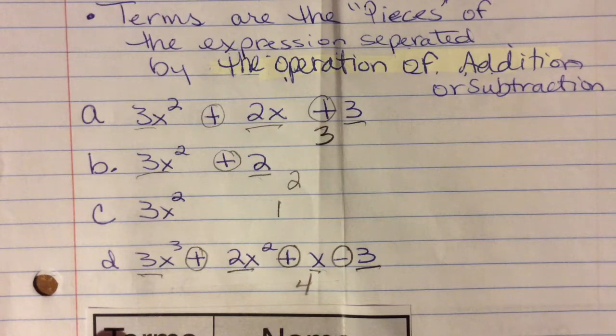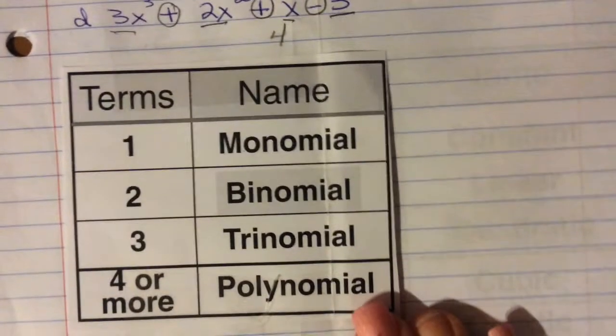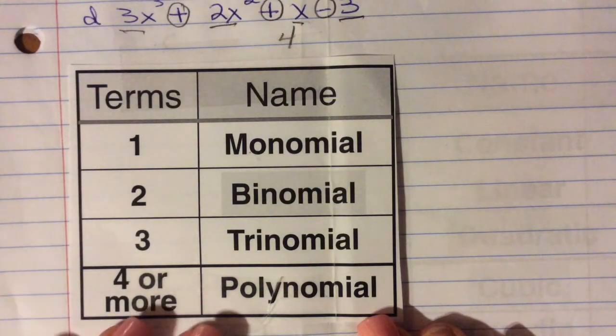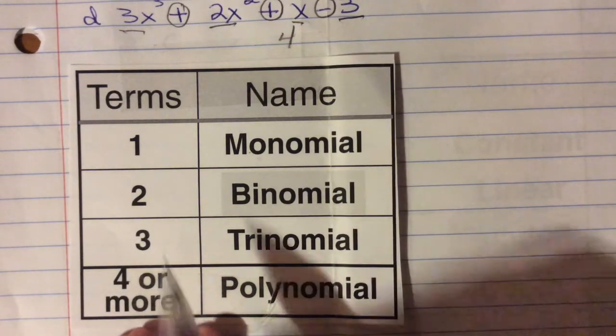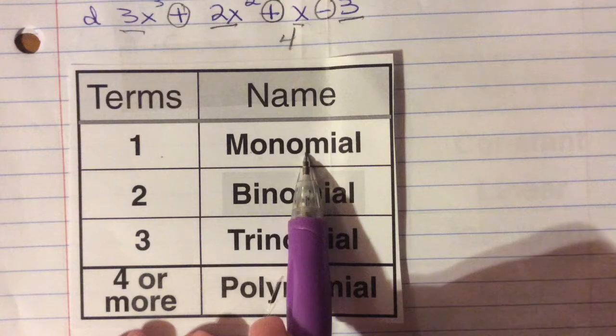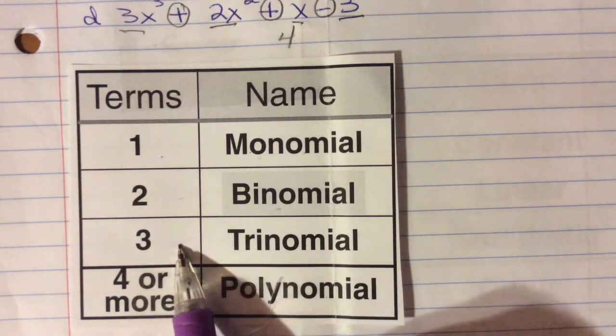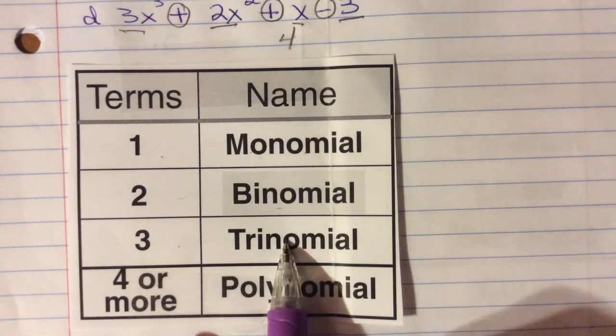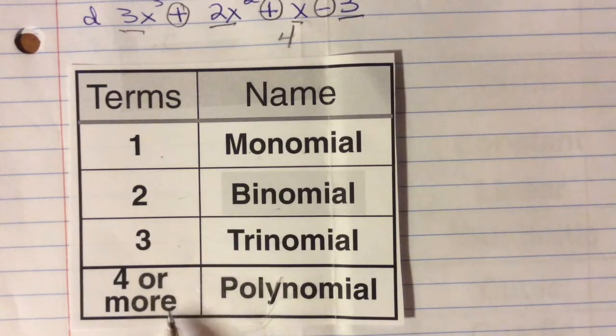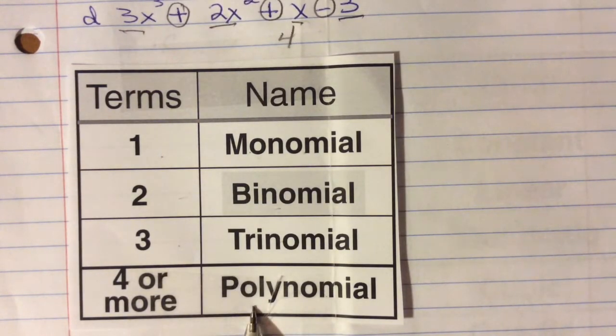Now you can also name these. Here are the names of how you would name your polynomials by the terms. If you have 1 term, it's a monomial. If you have 2, it's a binomial. If you have 3, it's a trinomial. And if you have 4 or more, they call it a polynomial.